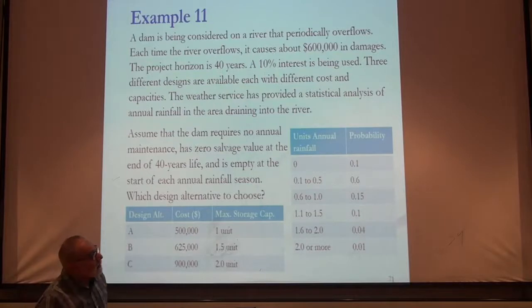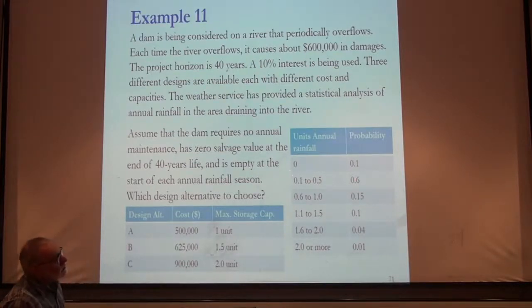All right. Here we are given the probability of rainfall. There is 0 probability of zero rainfall, 0.1 probability for 0 to 0.5, 0.6 probability between 0.5 and 1, 0.15 probability between 1 and 1.5, etc. Now we are asked to find out which design is better, and remember that each time there is an overflow, $600,000 is the damage.